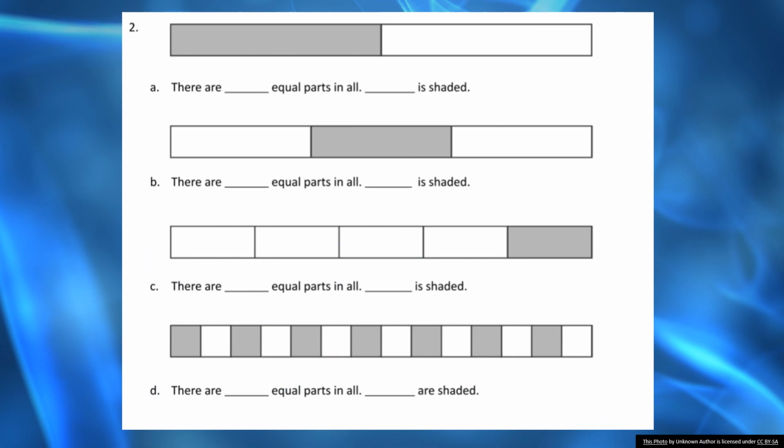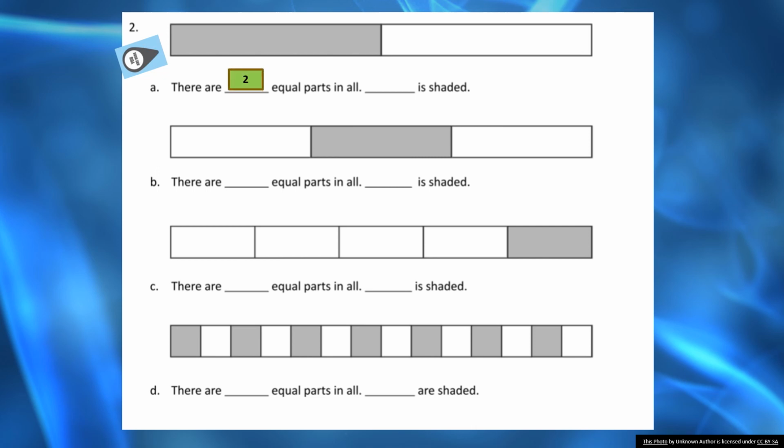Let's take a look at number 2. Number 2 did not have any written instructions, but it's pretty self-explanatory. You look at the image, and then you answer the questions about the image. So let's start here. A says there are blank equal parts in all. How many equal parts do you see?